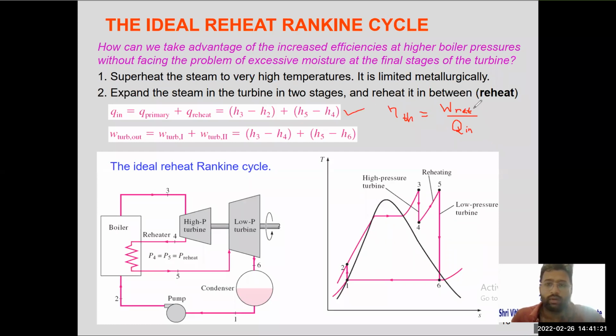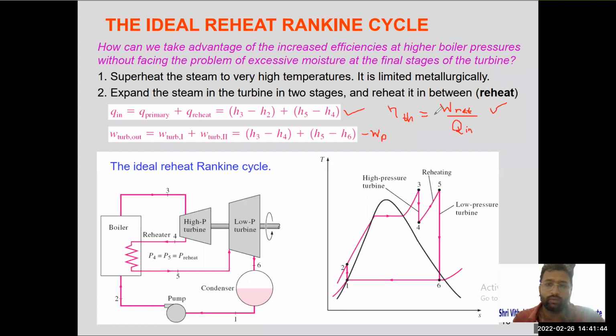Net work done will be the turbine work out minus the work required for the pump. So the net work done will be total turbine work minus pump work, divided by Q in. So that will be the thermal efficiency of the reheat Rankine cycle.